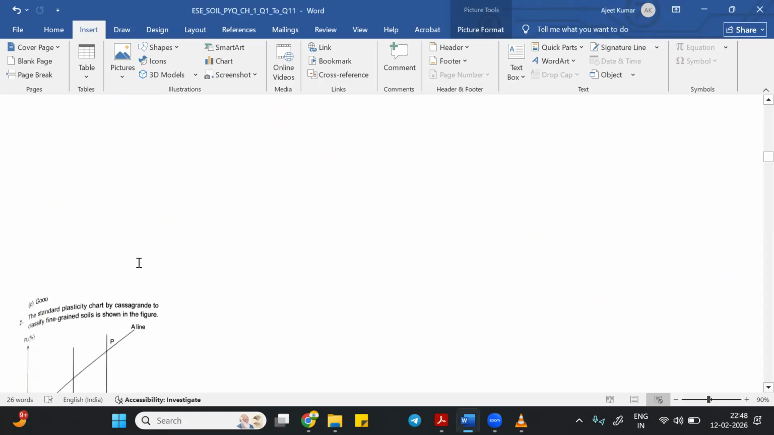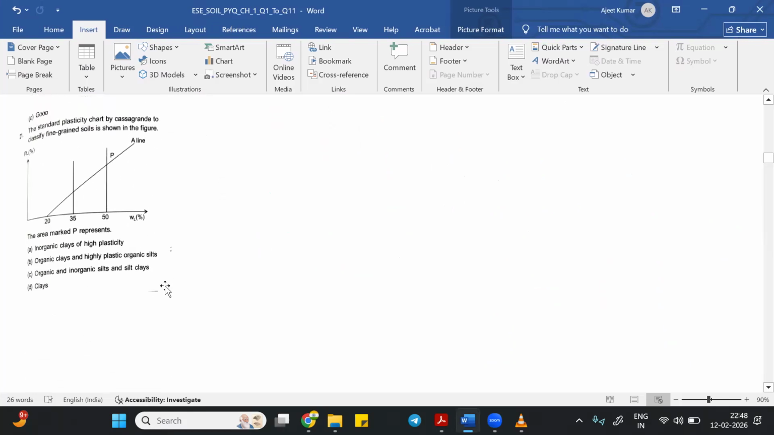Question number 21. This is a repeating question. The standard plasticity chart by Casagrande to classify fine grained soil is shown in the figure. Okay. So the area marked P represents clay of high plasticity, CH. This range is clay of intermediate plasticity, and this range is clay of low plasticity.